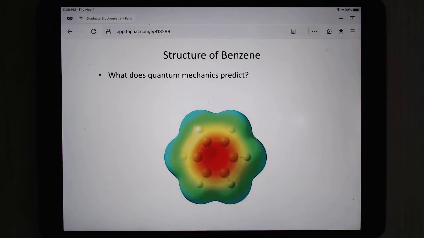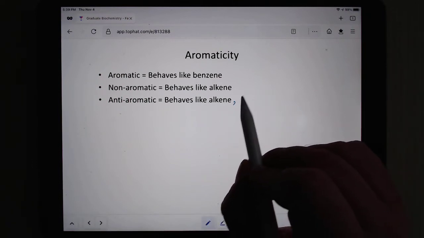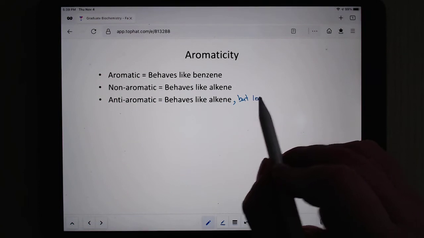So it's not these three alkene bonds. It's this specialized sort of benzene structure where you have a ring and you're alternating double, single all the way around. Now, the reason for the stability and the different reactivity is what's called aromaticity. Essentially, if it's aromatic, it's going to behave a lot like benzene. If it's anti-aromatic, it behaves like an alkene, but really it should, but looks like benzene.